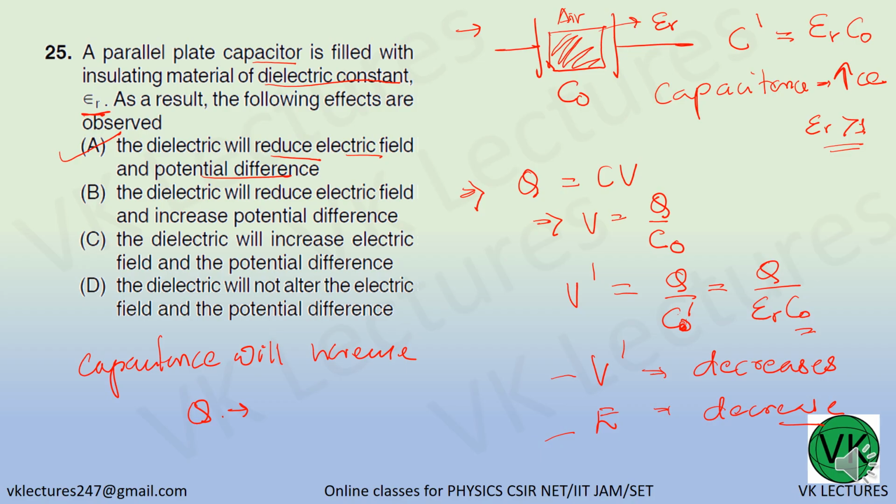Charge will remain constant. Charge is constant, because charge depends on external supply. Charge depends on external supply, so this will remain constant, while capacitance will increase and potential also will decrease.